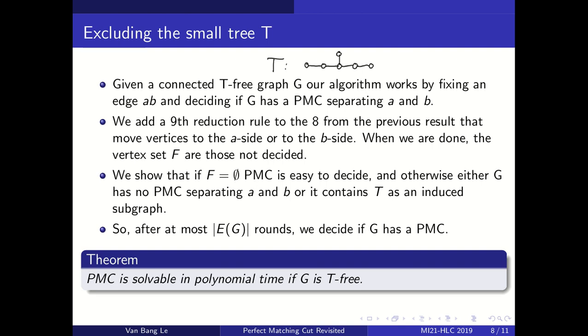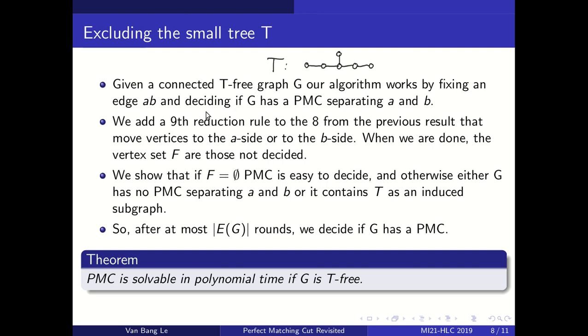So given such a graph G, which does not contain this tree T as an induced subgraph, the way our algorithm works is by fixing an edge AB of the graph G, and then we decide if G has a perfect matching cut that separates these 2 vertices A and B to 2 different sides. Okay, and it's not difficult to see that if I know that A has to be on one side and B has to be on the other side, then some other vertices have to be on the side of A and some other vertices have to be on the side of B.